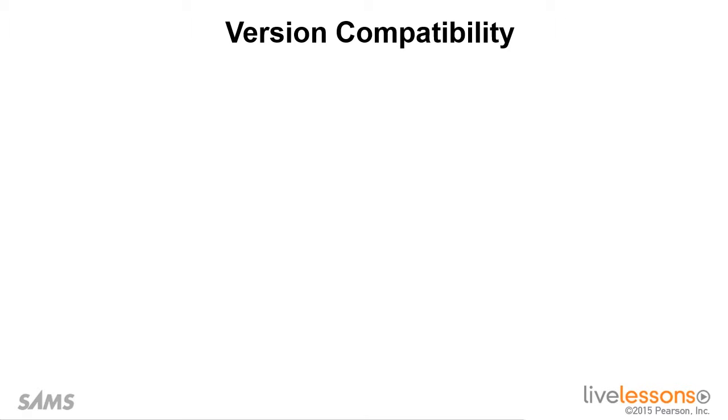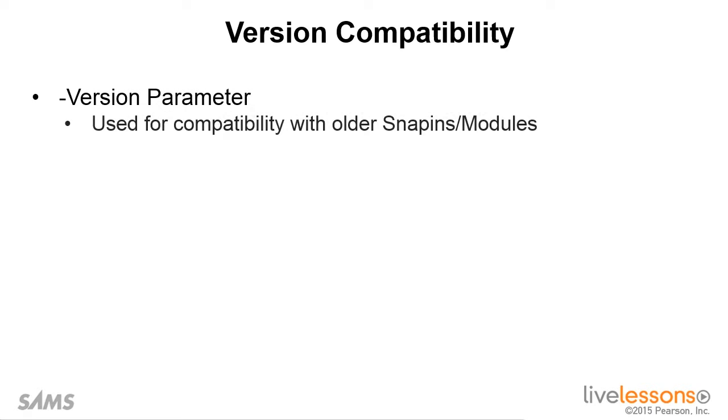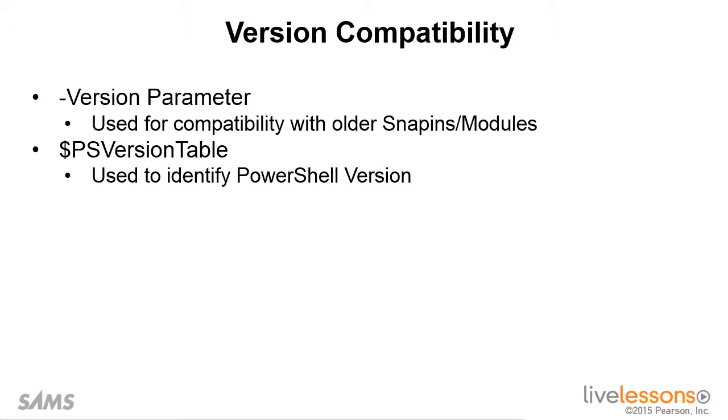Let's talk a little bit more in depth about that -version parameter that exists that we mentioned in sublesson 1.3. All you need to do is type a -version parameter, and this is going to be used for compatibility with older snap-ins or modules. You run this when you are starting Windows PowerShell. There is also a global variable that exists in Windows PowerShell, $PSVersionTable. This is going to be used to identify which version of PowerShell you are currently running.